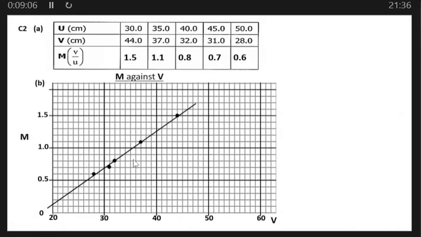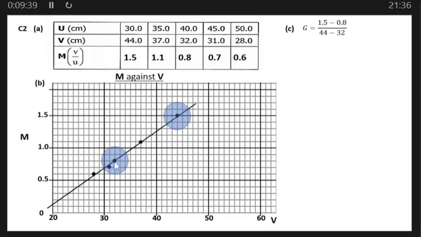So to determine the slope of the graph, what I did was say G is equal to 1.5 minus 0.8 divided by 44 minus 32. Where did I get these values? I just picked two points on the graph, like this point here and this point here. That's how you find the gradient. Pick two points on the graph.